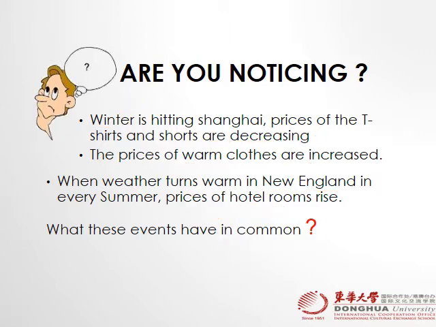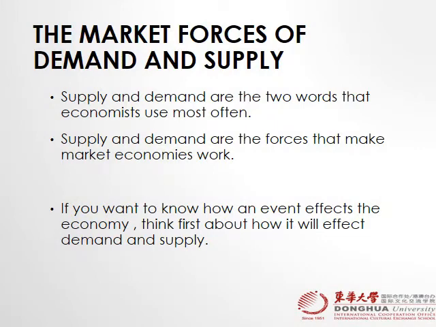So supply and demand are the two words that economists use most often. Supply and demand are the forces that make market economies work, and we will think about that. If you want to know how an event affects the economy, think first about how it will affect demand and supply. In our previous example, when winter hits Shanghai or your area, the price of t-shirts and shorts tends to decrease. Now you can convert it and think in terms of demand and supply, and you can have the answer.